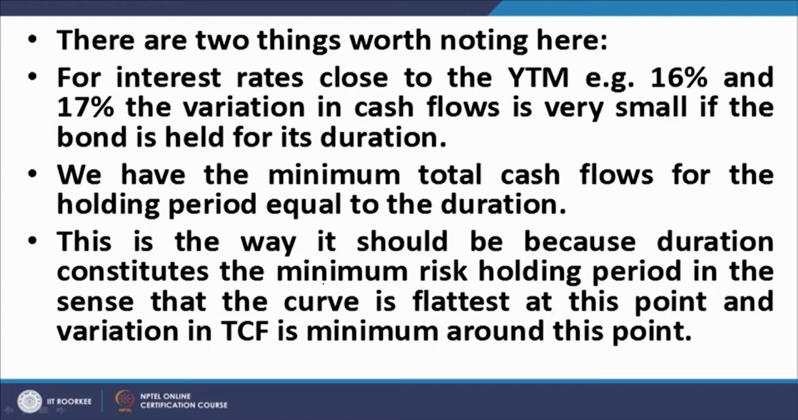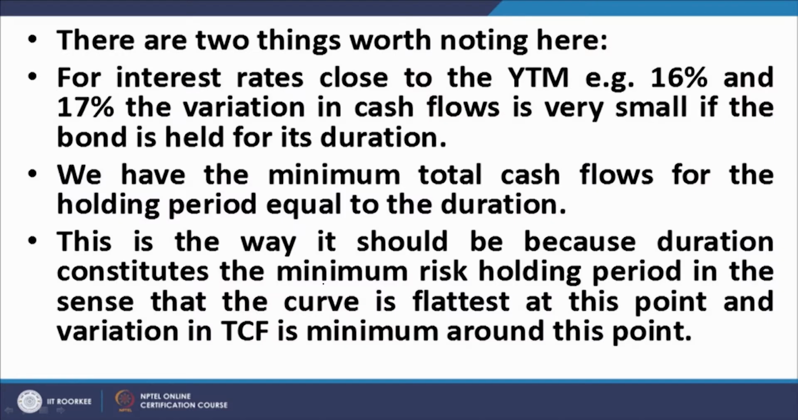This is the way it should be, because duration constitutes the minimum risk holding period, in the sense that the curve is flattest at this point. The curve between the interest rates and the total cash flows is flattest around this point of 16.65%. Therefore, minor variations in the interest rate do not manifest themselves as variations in the cash flows, and variation in total cash flows is minimum around this point.